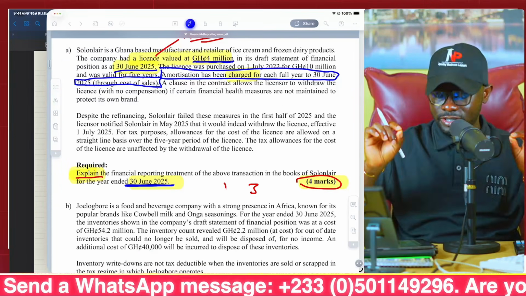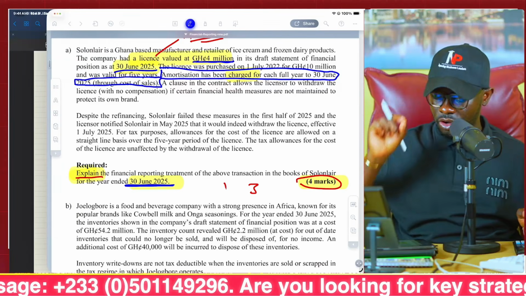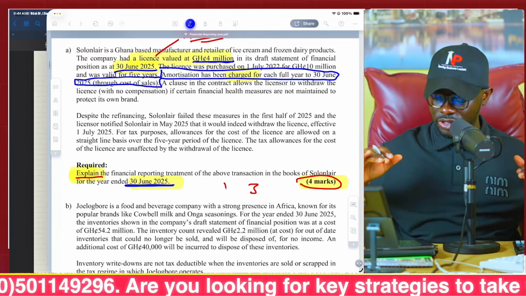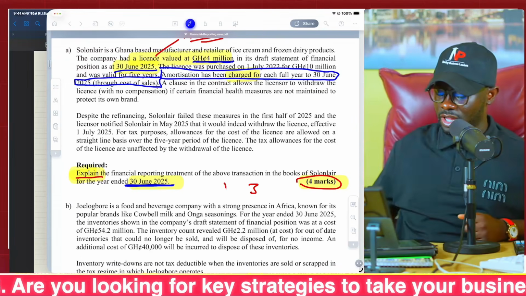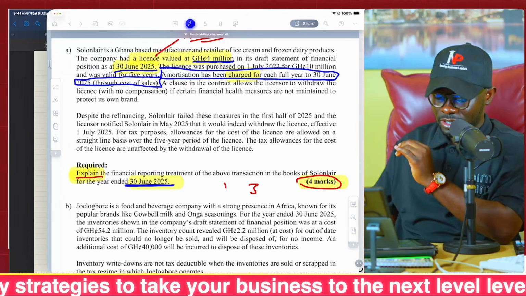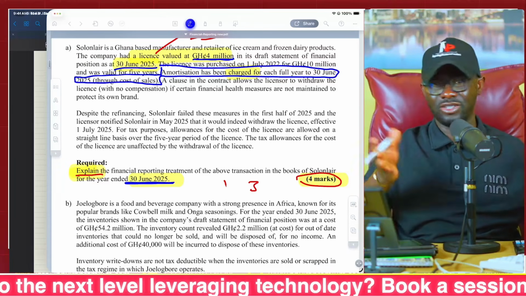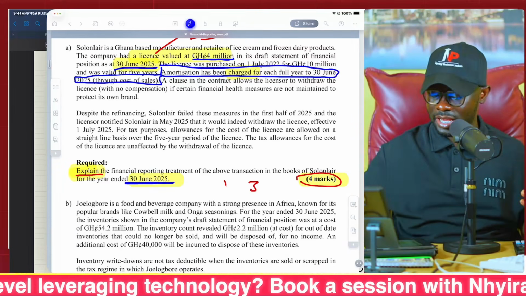A clause in the contract allowed the licensor to withdraw the license with no compensation if certain financial health measures are not maintained to protect its own brand. So that's the first paragraph. Nothing to report here apart from the fact that two things.